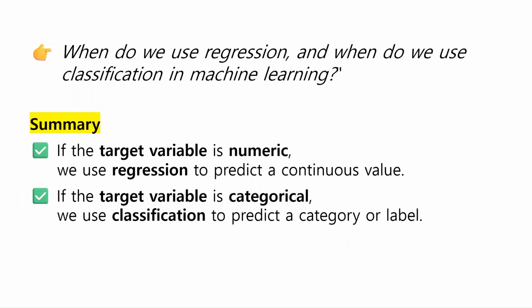So in summary, if the target variable is numeric, we use regression to predict a continuous value. If the target variable is categorical, we use classification to predict a category or label. It all depends on the type of data we're trying to predict. Understanding this difference is key to choosing the right machine learning approach. That wraps up today's session.